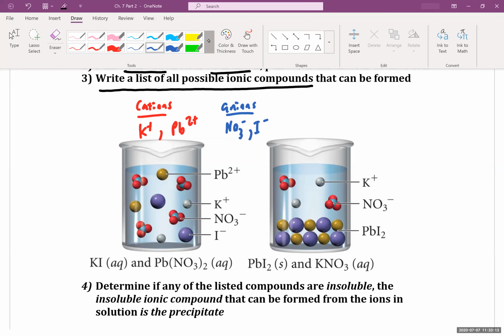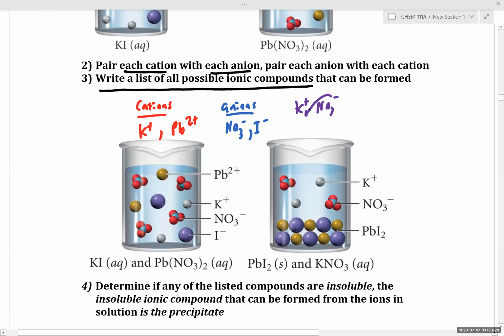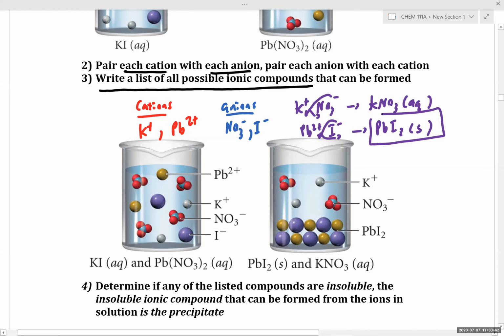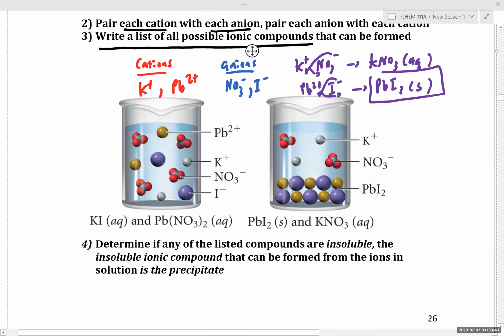So the first, I'm going to cross potassium and nitrate to give me KNO3. That's soluble, so we haven't really gotten anywhere here. Then we have lead 2 plus and I minus. We cross our charges. That gives us lead iodide. And lead iodide is insoluble, so I'm going to put a circle around it. That insoluble compound will be our precipitate. Okay.